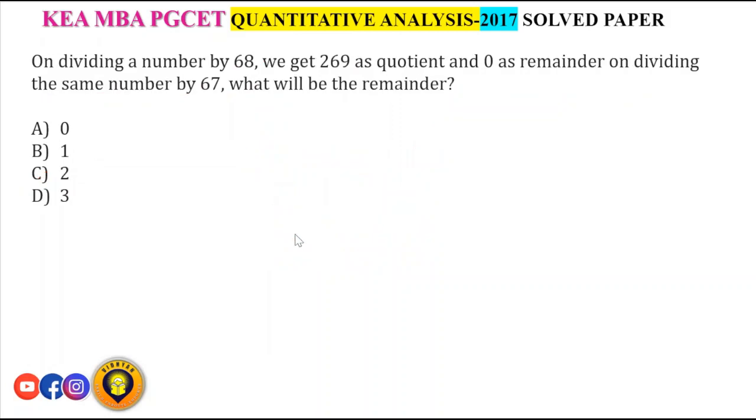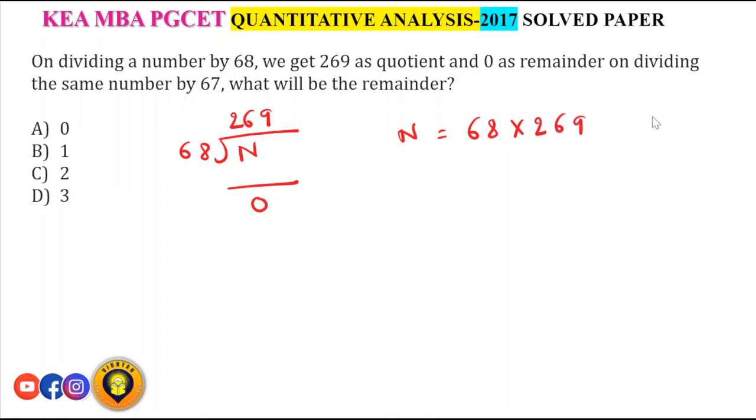On dividing a number by 68, we get 269 as quotient and 0 as remainder. On dividing the same number by 67, what will be the remainder? See what they told. On dividing a number by 68, you don't know what is that number, let the number be n. On dividing a number by 68, we get 269 as quotient and 0 as the remainder. That means what is the number? Number is what? Divisor into quotient plus remainder. Divisor is 68 into quotient is 269 plus remainder is 0, right? So therefore number will be 68 into 269.